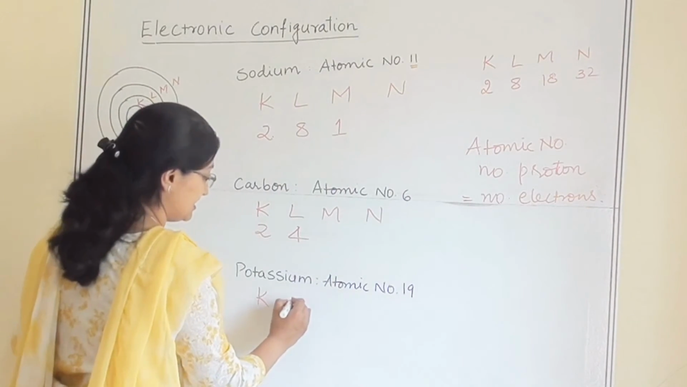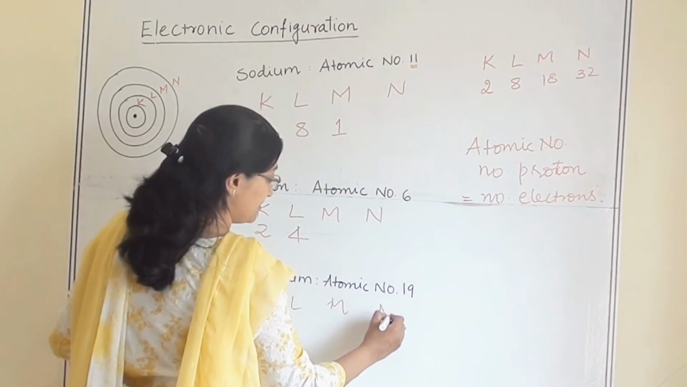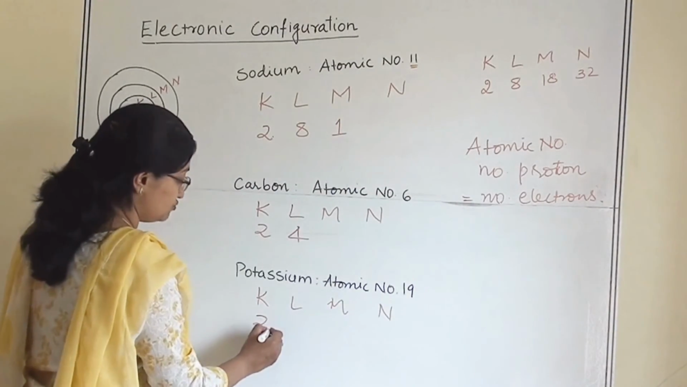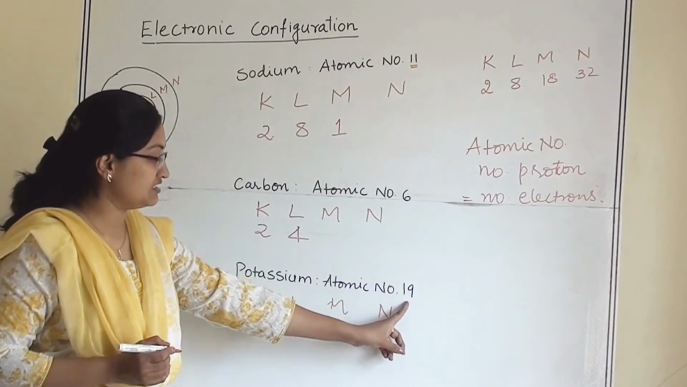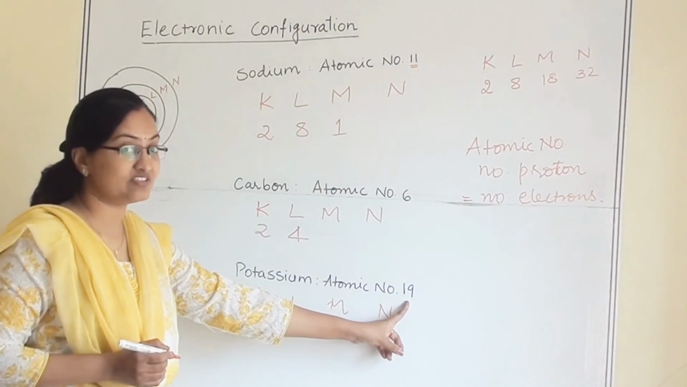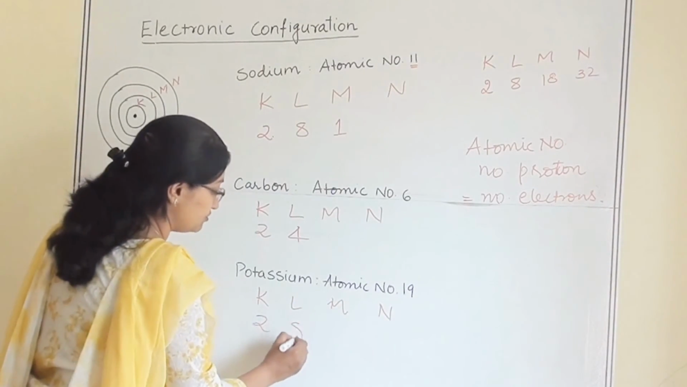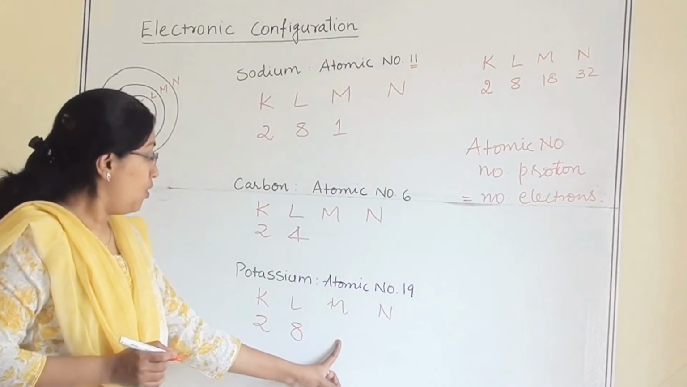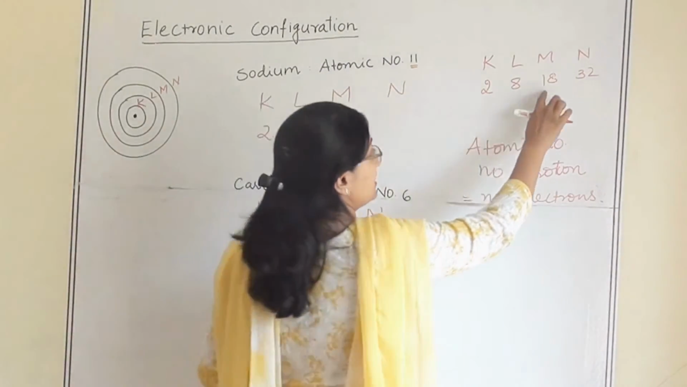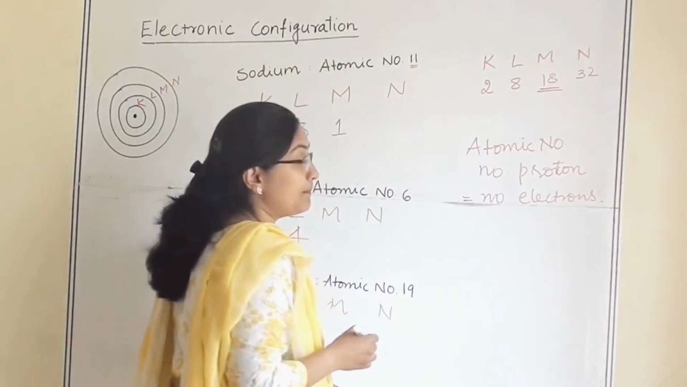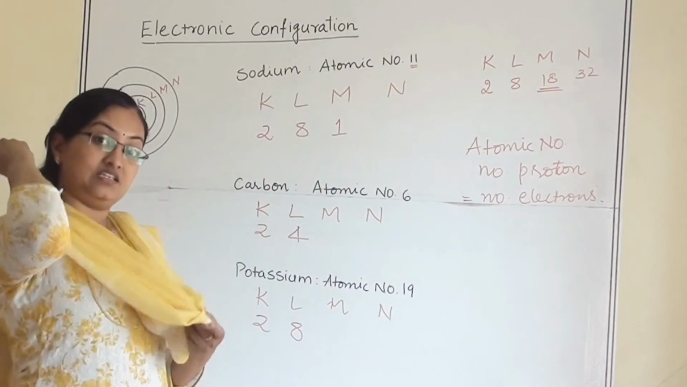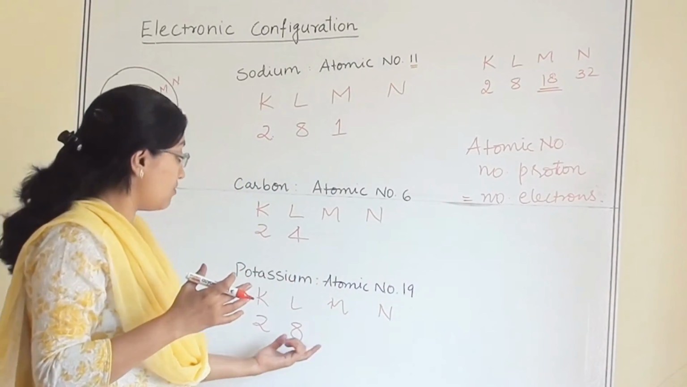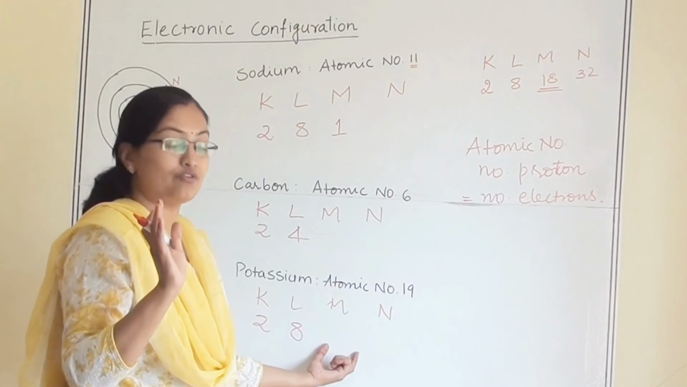Now let us take an example of potassium. We'll write K, L, M and N. First we are going to write here 2. Then the atomic number is 19, so how many electrons are left? 17. So according to the capacity I am writing here 8. Now what is M's capacity? It is 18. Yes, the maximum capacity is 18, so we can write all the left over electrons over here.